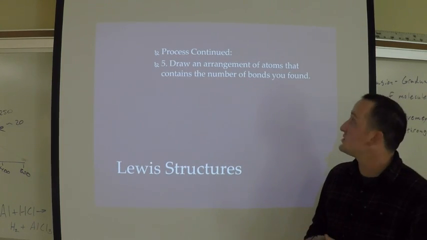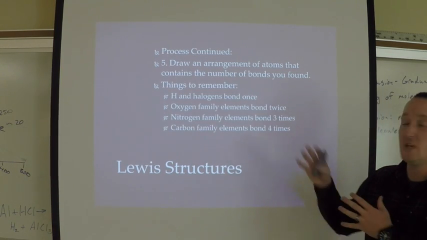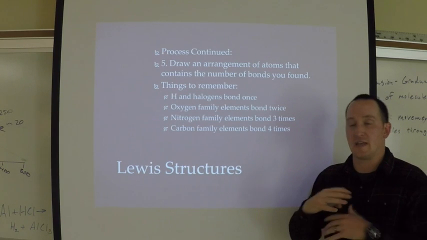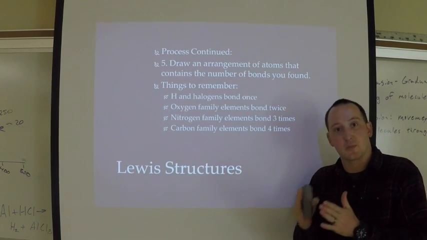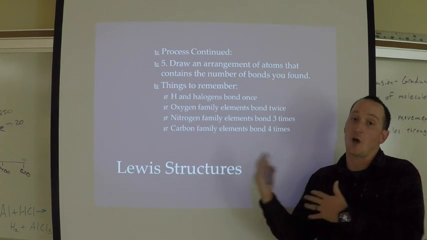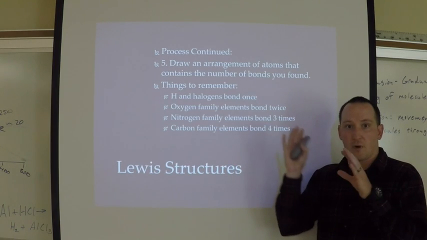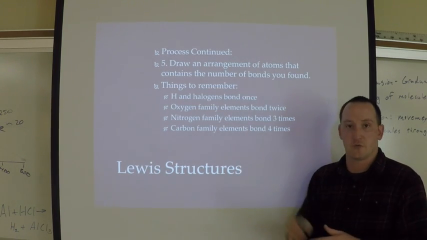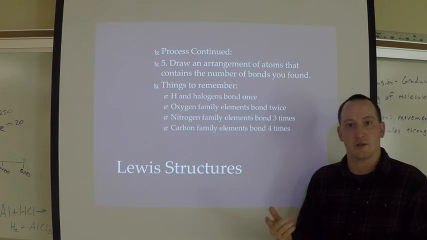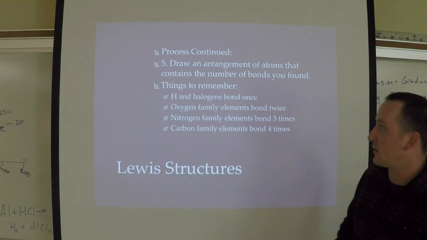We're going to draw an arrangement of atoms that contains the number of bonds you found, and you need to follow these rules. Now, these rules are going to be followed 95% of the time. There will be some instances where they get broken, but I won't give you those instances. I'll talk about an example where these rules do get broken, but for the most part, you're going to use these rules. So hydrogen and halogens want to bond 1 time, which means they're going to have 1 bond in between them. And I'll show you what that means here in a second.